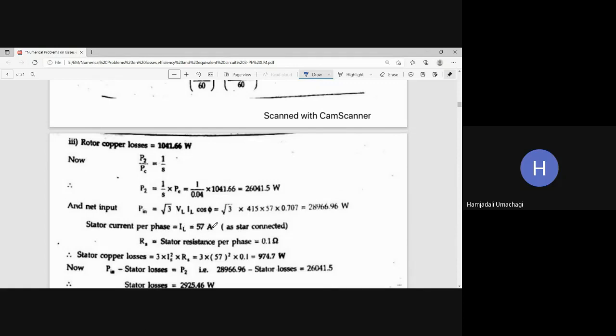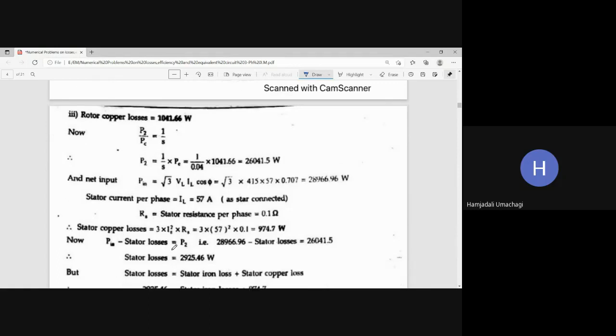After this, let us calculate the stator per phase current. I_L is equal to 57 ampere, which is already given in the problem statement, and it is also given that the stator winding connection is star connected. So in the star connection, line current is equal to phase current, so I_L is equal to I_PH, that is 57 ampere. Now stator resistance per phase is also given as 0.1 ohms.